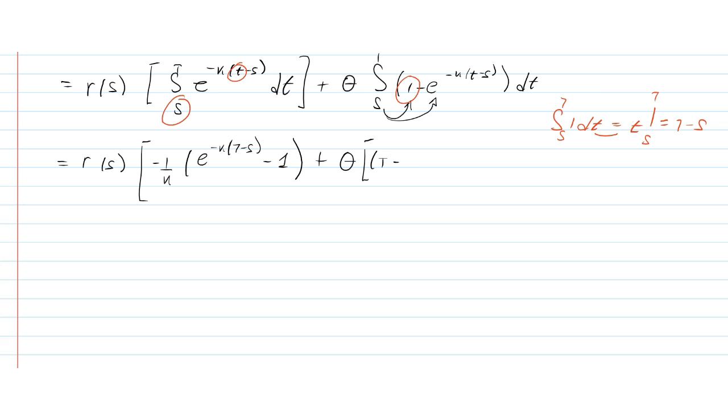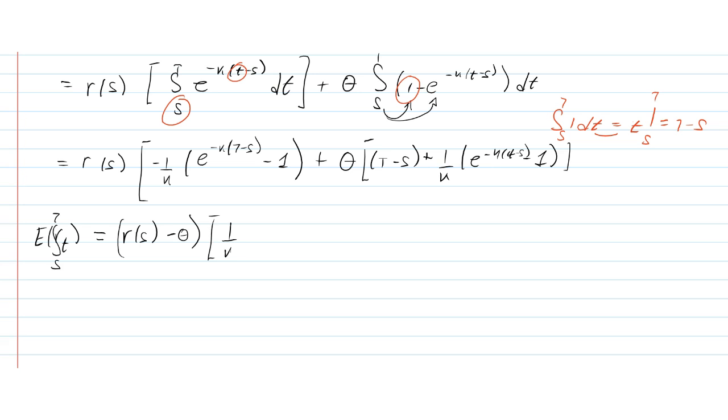And so the first part is just going to be like this, 1 over k, e to the minus k(t minus s), minus 1. Same trick. So now we're going to see that the expectation of r_t given s is just, right at the beginning, the theta term, and then we get this out just for convenience.